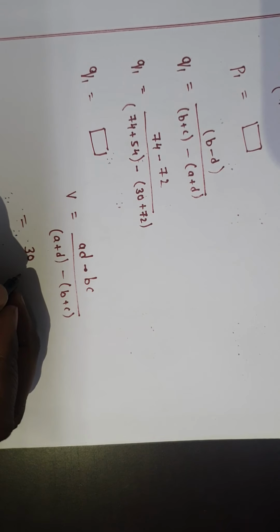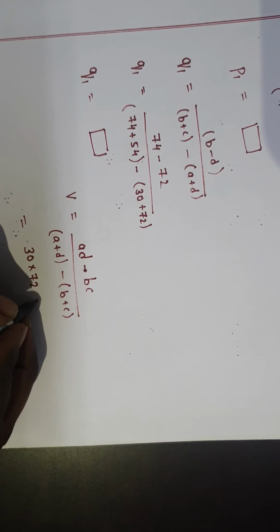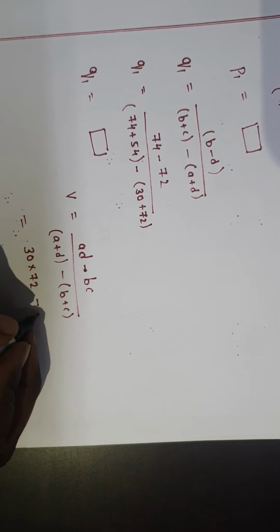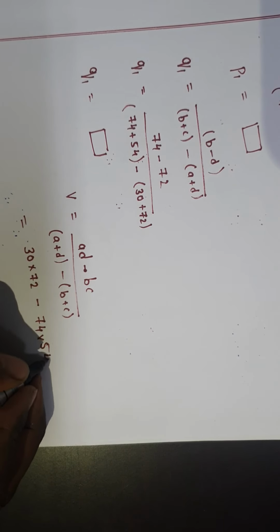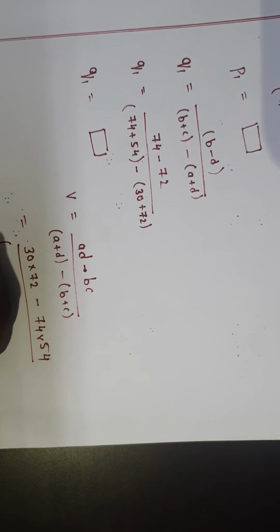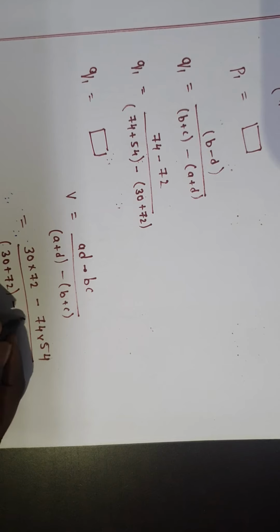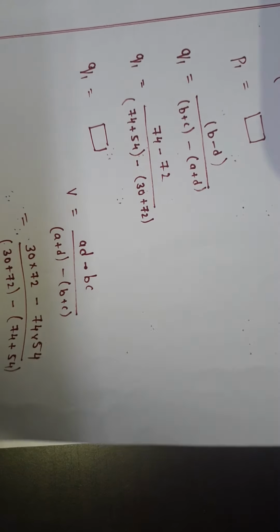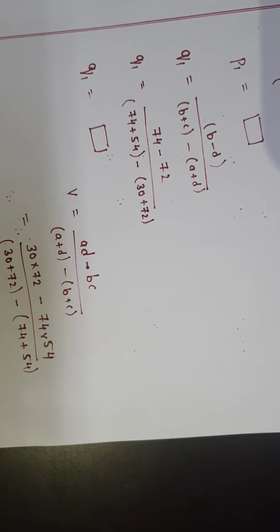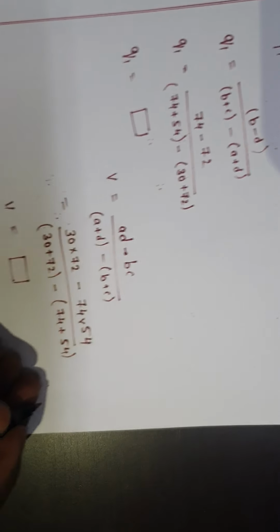D value is 72, B value is 74, and C value is 54. Then A plus D, where A is 30 and D is 72, minus B value 74 plus C value 54. If you solve this one, you will get the value of V.